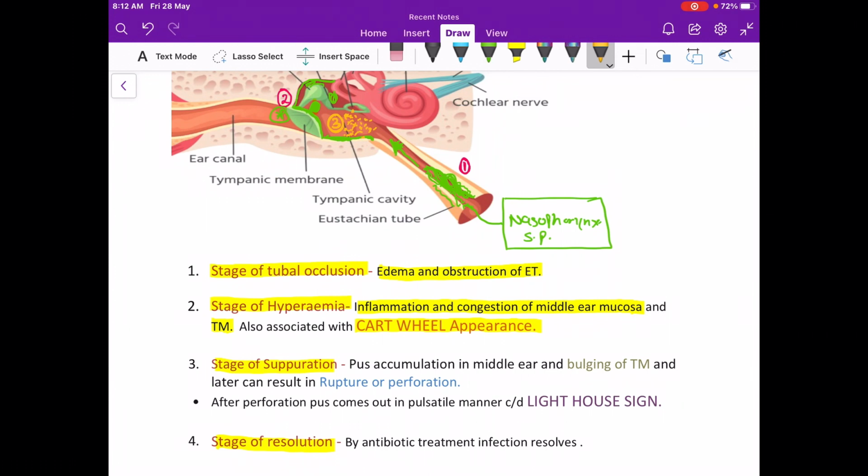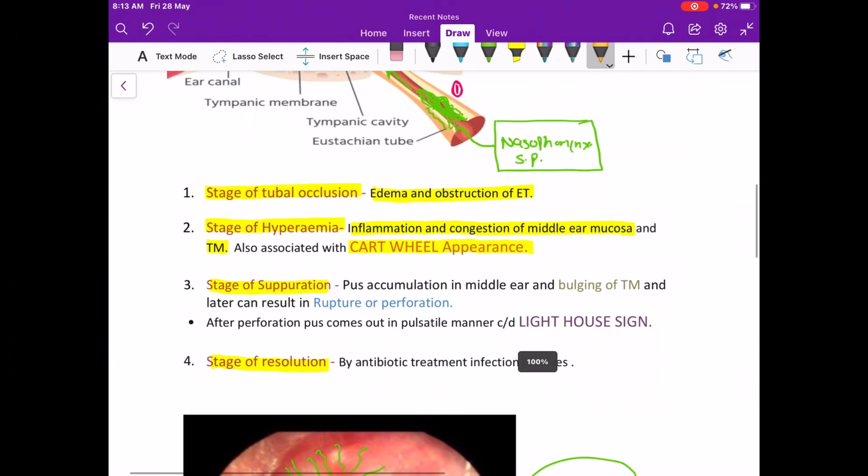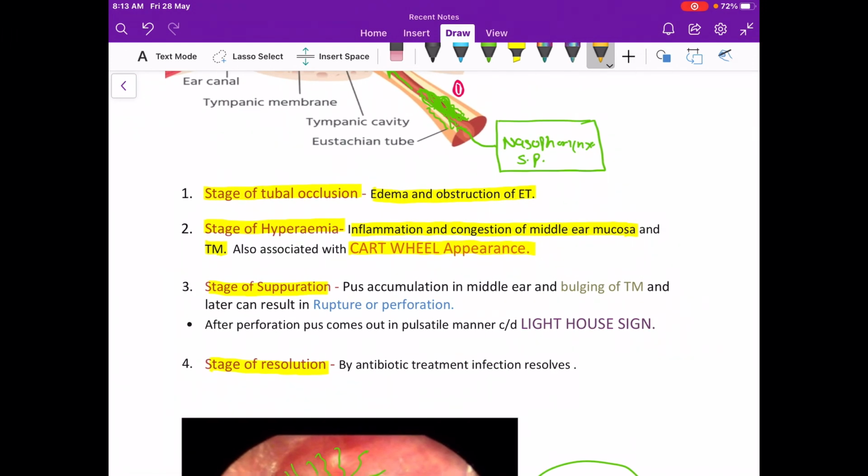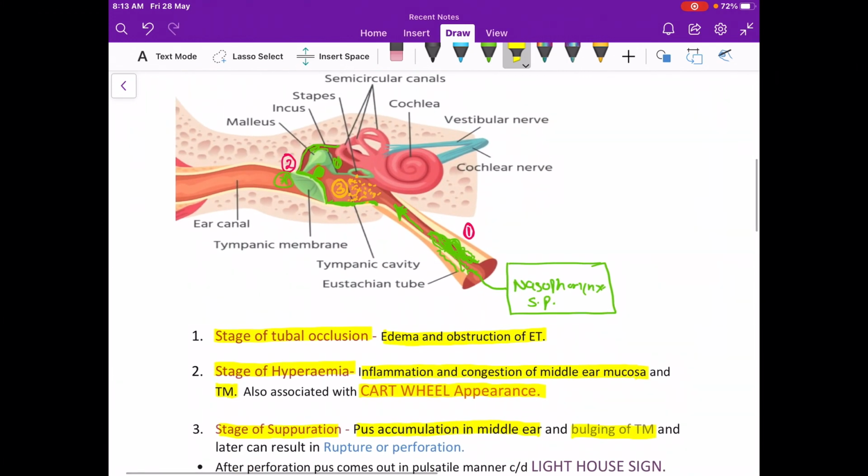Suppuration is pus formation, and as I have told you, the name itself tells us that it is acute suppurative otitis media, so the pus formation should be there, and it is stage 3, the stage of suppuration. In this stage there is pus accumulation in the middle ear, which causes the bulging of the tympanic membrane. It is very obvious that if there is fluid accumulation in the middle ear, it will push the tympanic membrane outside, and there will be bulging of the tympanic membrane.